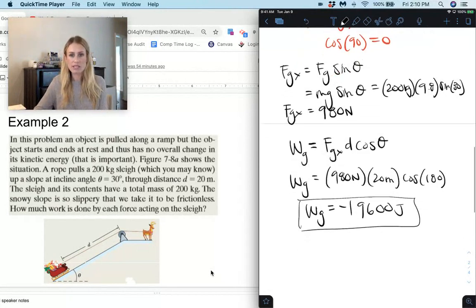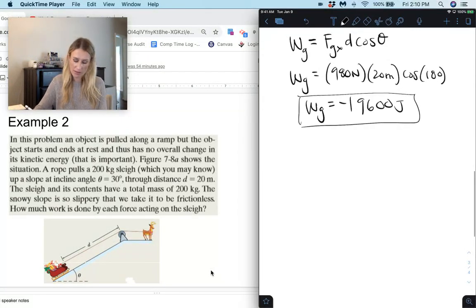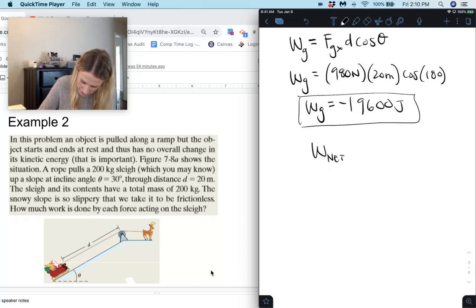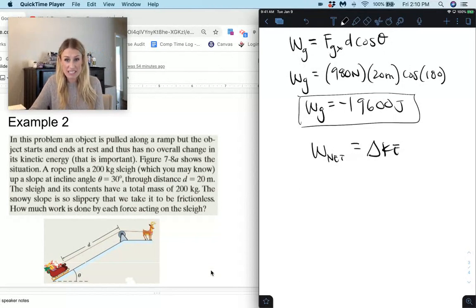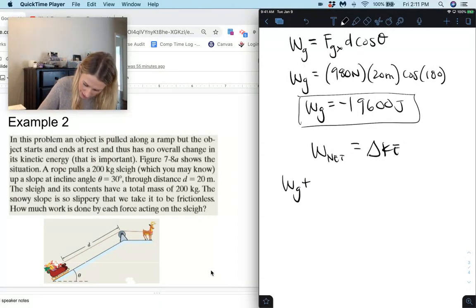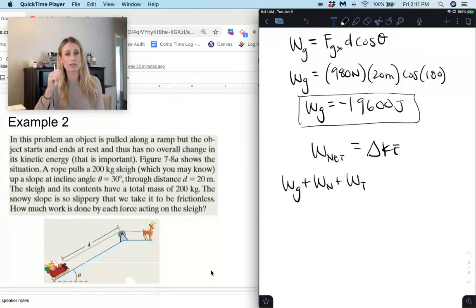And now what we can use here is the work kinetic energy theorem. The reason we can use this is because we know that the net work done on the object will equal the change in kinetic energy, and we know that the change in kinetic energy is 0. So what we do here is we add up all the work done by all those forces. So the work done by the force of gravity plus the work done by the normal force plus the work done by the tension force, because those are the 3 forces acting on this object. Those all equal the change in kinetic energy.